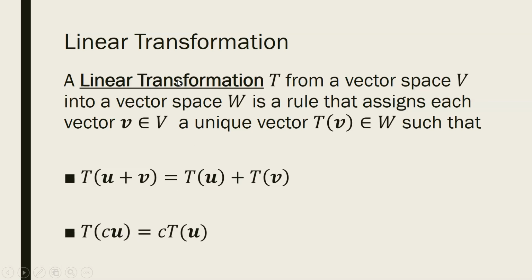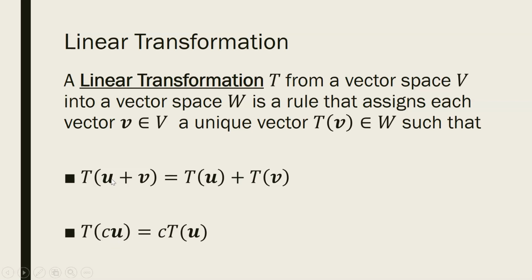Moreover, so that's what a transformation is. To be linear, we have to satisfy these 2 properties. And the 2 properties are, well, our favorite ones. Does it preserve vector addition? And does it preserve scalar multiplication?